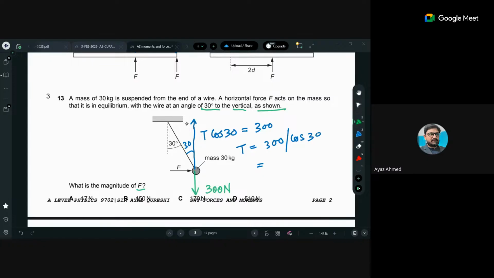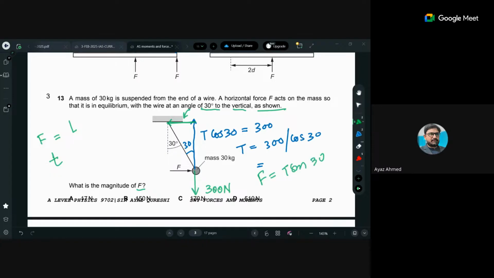And basically you are interested in this one. So you can say that F is equal to this force. Got it? So once you find T, I will let you know that this force is basically equal to T sine 30.